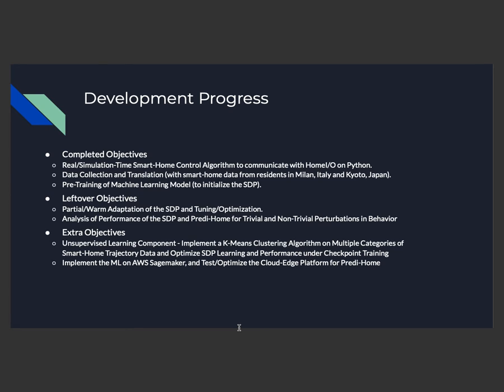Leftover objectives: I still have to write the adaptation and then optimize it more or less, and analyze the performance of that adaptation part of the training. And extra objectives, like I said, the unsupervised learning. It's really just adding a separate parallel machine learning algorithm that's clustering all the data and then separating the data into pieces, and then I can immediately delete or include that data into the training of the machine learning algorithm and also implement it on the cloud. That's it. Okay. Any questions?